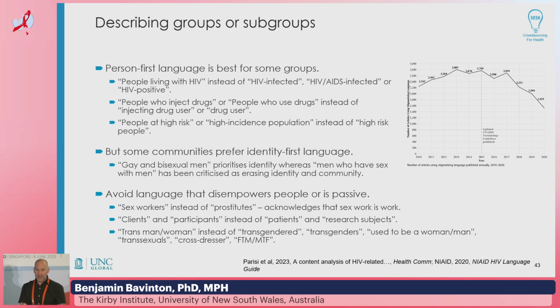And then avoiding language that disempowers people or is passive. So obviously the first point there, sex workers instead of prostitutes, that's for a range of reasons. Prostitution obviously has a lot of negative connotations, but sex workers is also more empowering because it's saying that sex work is work. So it's really putting work in the name of the group that we're talking about. It's better to use clients and participants instead of patients and research subjects.